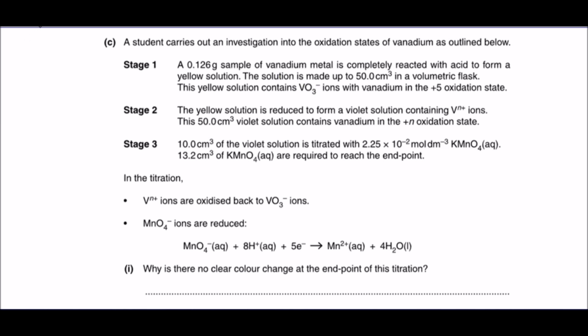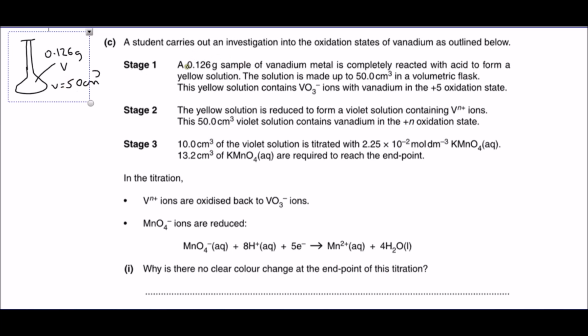So personally, I like to draw pictures of what's going on, because that tends to help me. So I know in my volumetric flask I've got 0.126 grams of vanadium and the volume is 50 centimeters cubed. Okay, that's going to help me later on. Next it says this has got VO3 minus ions in it.